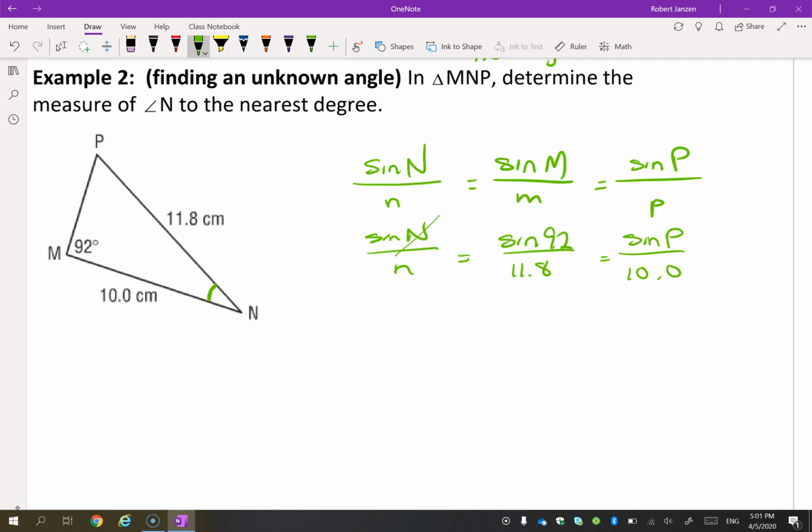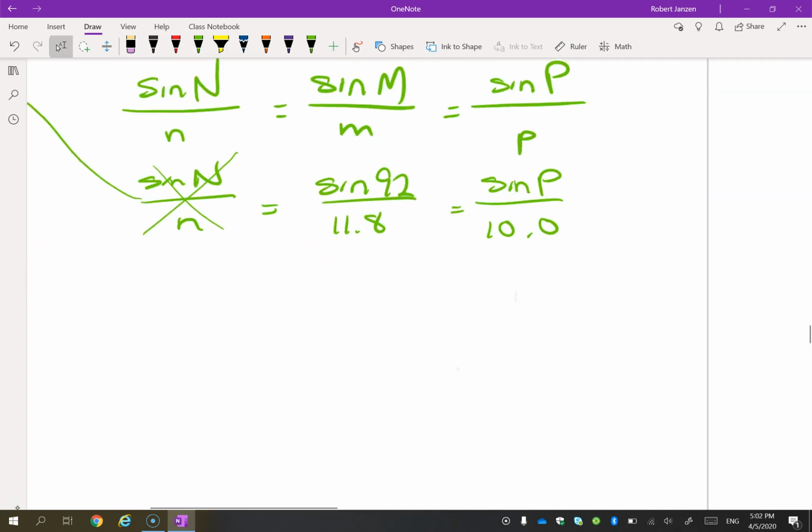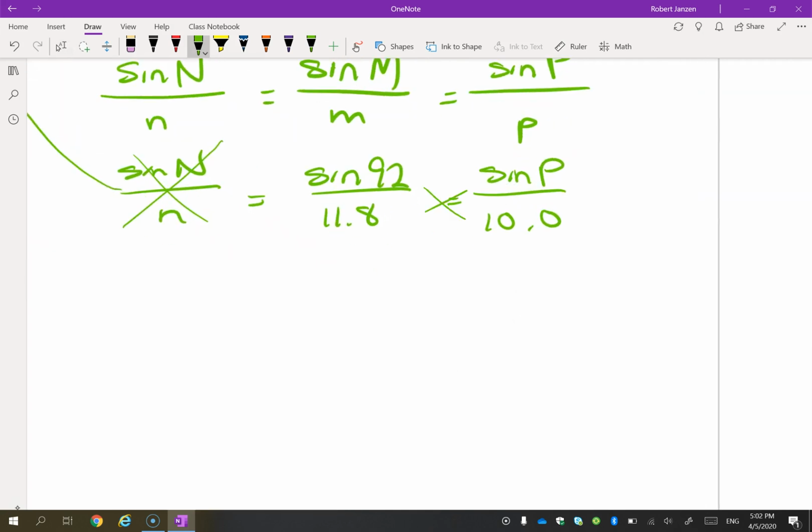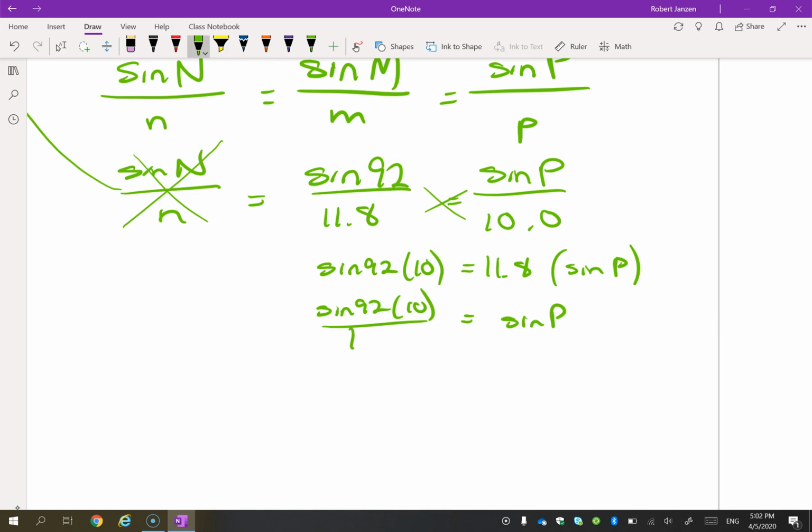Now in this case we're not going to use that one, which is odd because we are supposed to find angle N. But hopefully you can see that if I can find angle P, then I'll have 2 of the angles and I'll be able to find the third one. So let's try and complete this question. Let's cross multiply. Sine 92 times 10 equals 11.8 times sine of P. So sine of P is going to be sine 92 times 10 divided by 11.8.